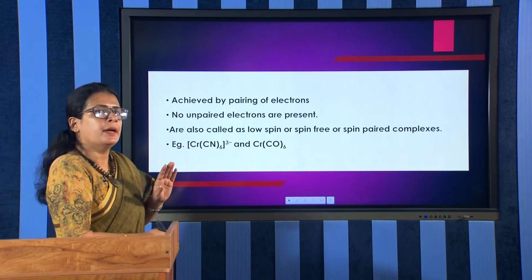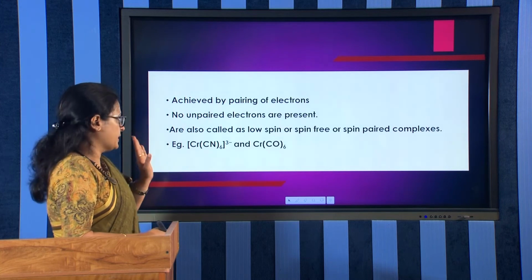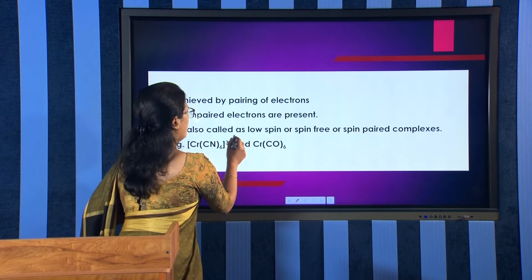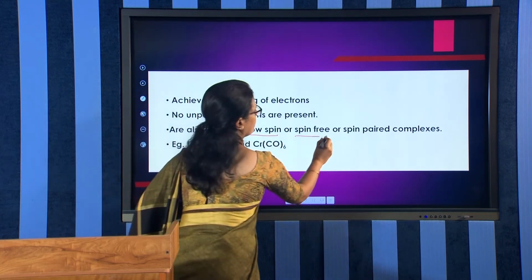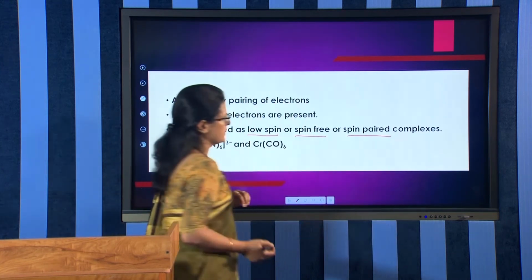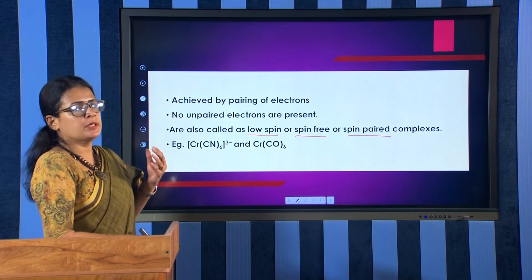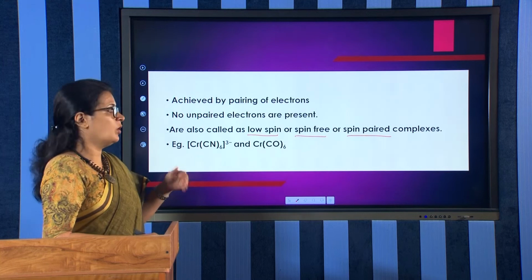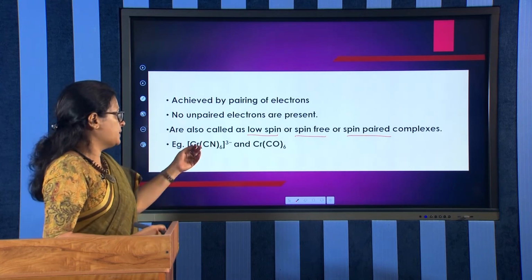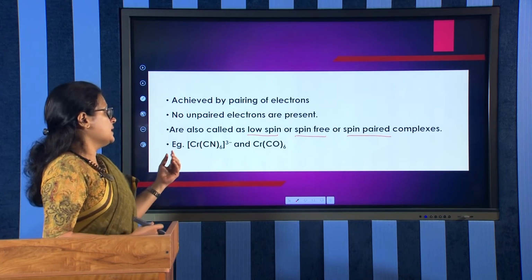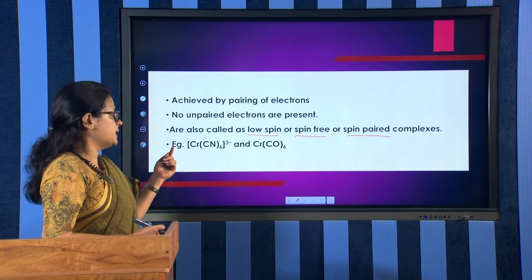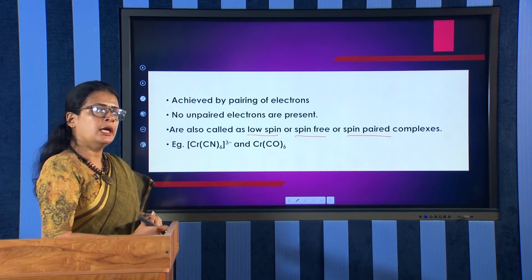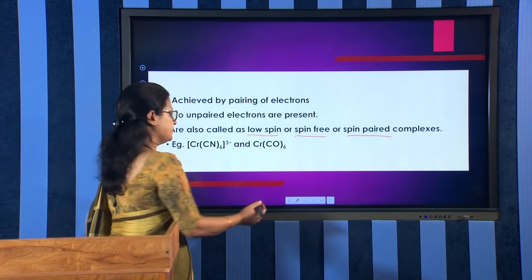There are no unpaired electrons present in the complex, and they are also called low spin complexes, spin free or spin paired complexes. So, inner orbital complexes are also called low spin, spin free or spin paired, and examples are chromium, that is [Cr(CN)6]3- and Cr(CO)6. These are all examples of inner orbital complexes.